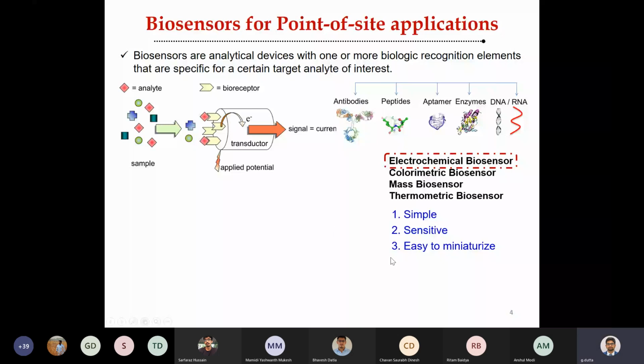And this last point is very important: it must be affordable. Sometimes we develop so many techniques, but because they are expensive, we cannot commercialize them for common people, especially in developing countries. Just think about rural areas, where people cannot afford them. There are so many diseases, like tuberculosis, that are spreading.